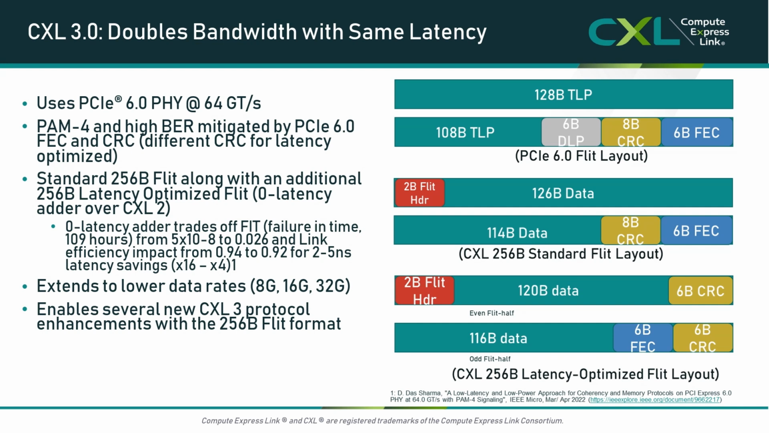Obviously, backwards compatibility is essential to CXL success. So we continue to support the lower data rates, 8, 16, and 32 giga transfers. And the previous devices that were built to 2.0 and 1.1 continue to work with the 3.0 hosts.